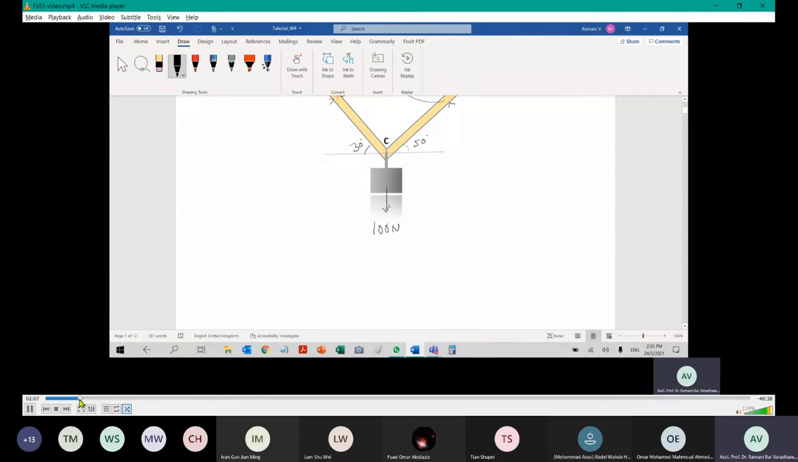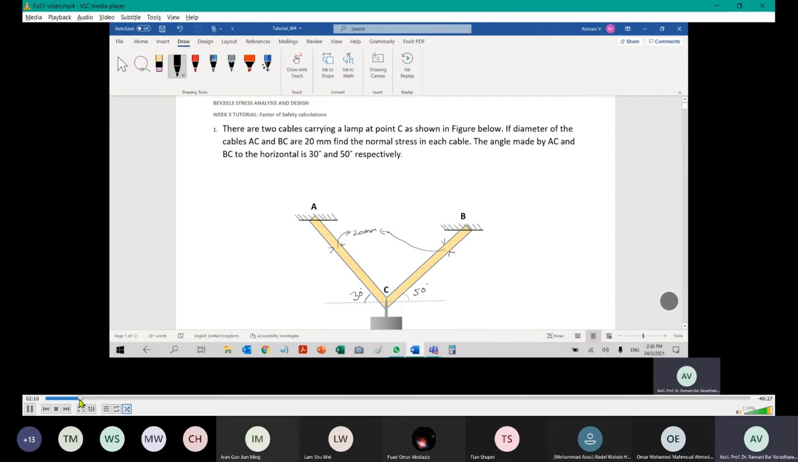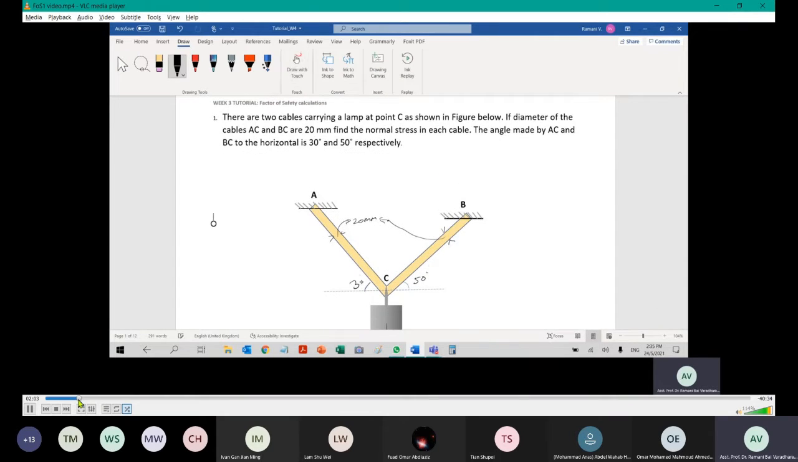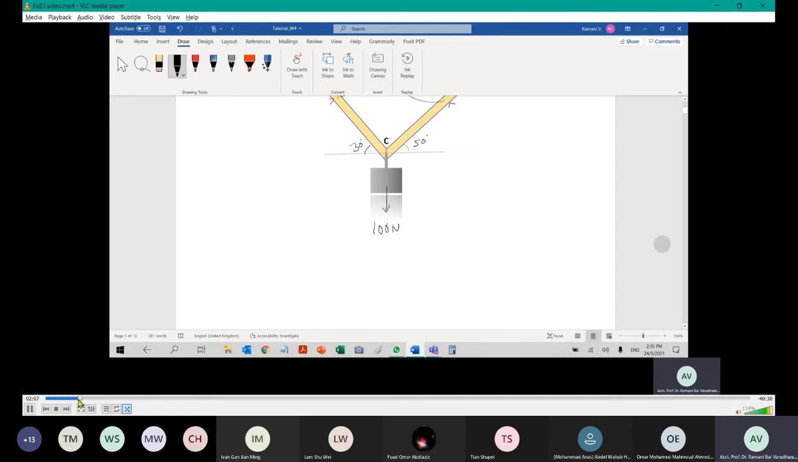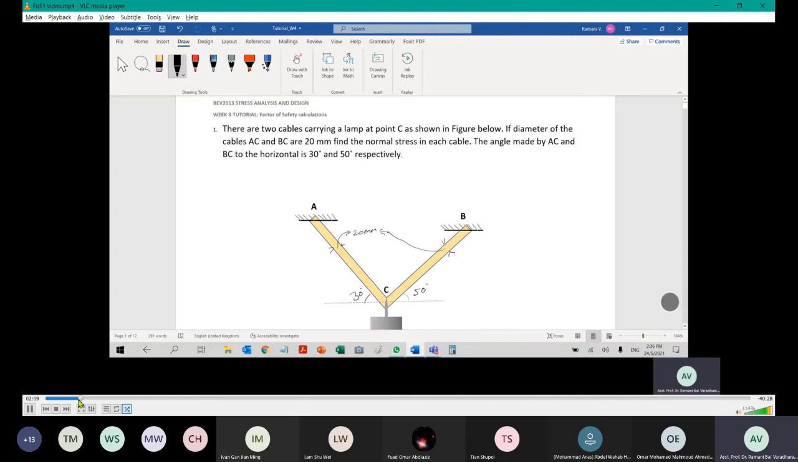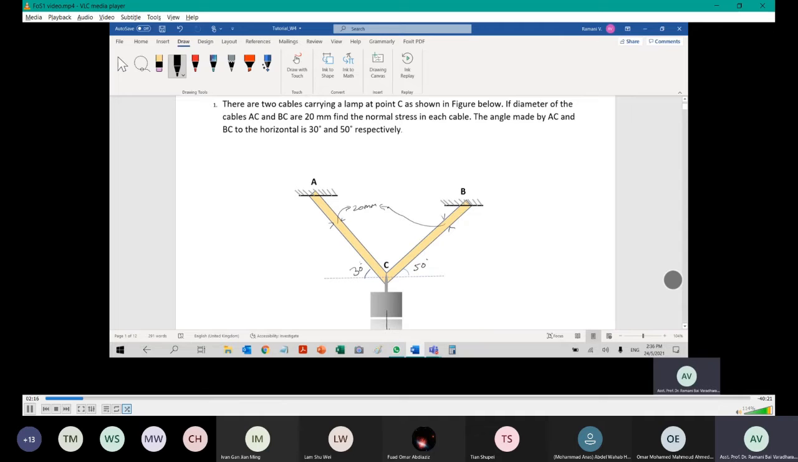These are the data given to you, to avoid mistakes in calculation and also in understanding. Two members are hanging some load. What would be the stress developed? They are force members, fixed into the wall. Imagine they are fixed into the wall at A and B. What would be the stresses developed in these members AC and BC?